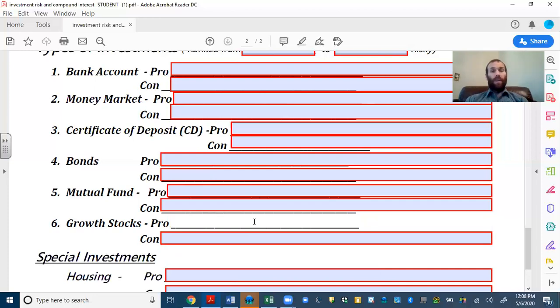Stocks, like mutual funds, are taxed twice: once with the income tax, and then again at the end when you sell them at the capital gains rate. So those are our standard investments that we've covered and that you know about.